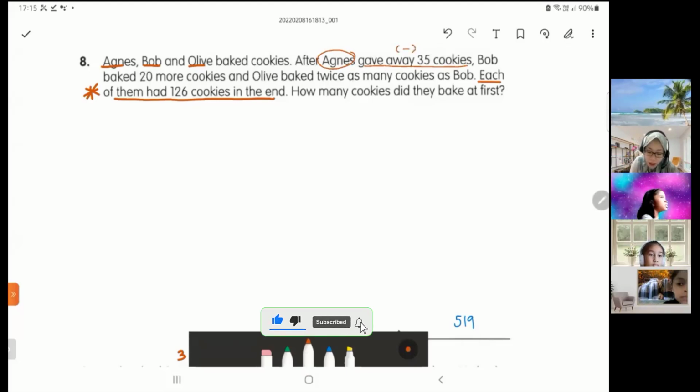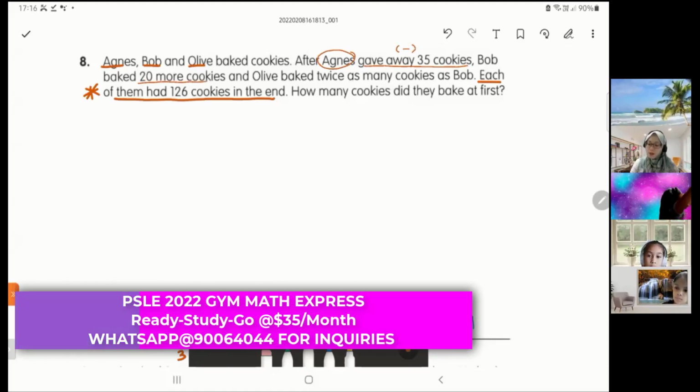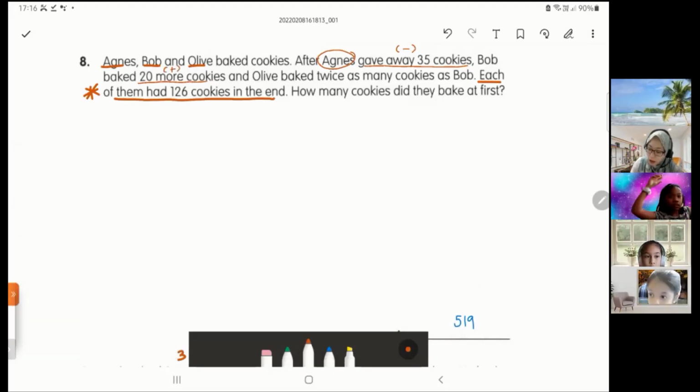Bob baked 20 more cookies. So Bob adds on cookies. Okay, so I know this is added on. And then Olive baked twice as many as Bob. Then each of them had 126 cookies in the end. How many cookies did they bake at first?